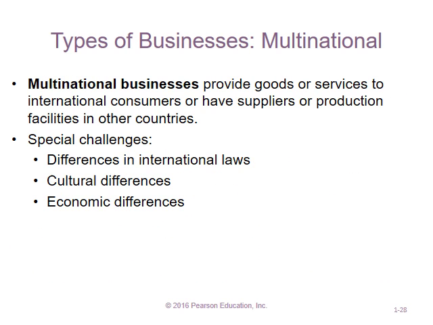Okay, multinational businesses, obviously, we're going to have differences in international laws, cultural differences, economic differences. If you're going to produce in China, you need to be careful, and that they don't have the same copyright and same patent laws that we have in the U.S. And so you have to take extra steps to make sure that you're protecting your intellectual property, et cetera. So these are the type of things that you would need to be aware of here.